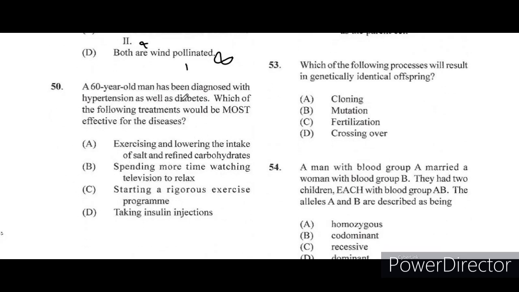50. A 60-year-old man has been diagnosed with hypertension, high blood pressure, as well as diabetes. Which of the following treatments would be most effective for the disease? Exercising and lowering the intake of salt. Yes, because he has hypertension, high blood pressure, you reduce the amount of salt intake and refined carbohydrates for the diabetes. Remember, they say something about when you have diabetes, you have sugar. So, yeah.